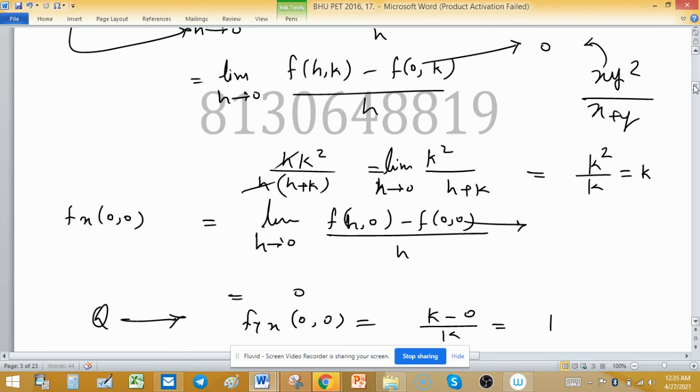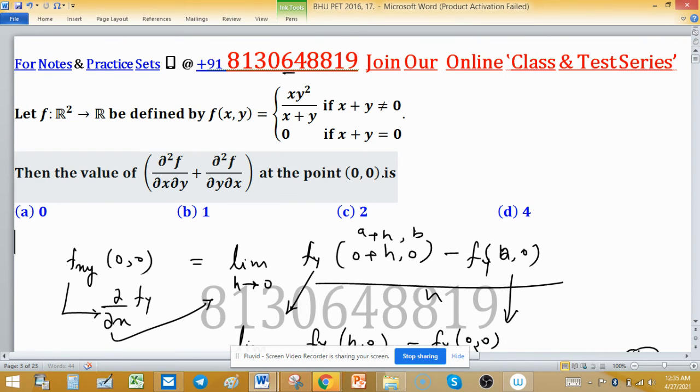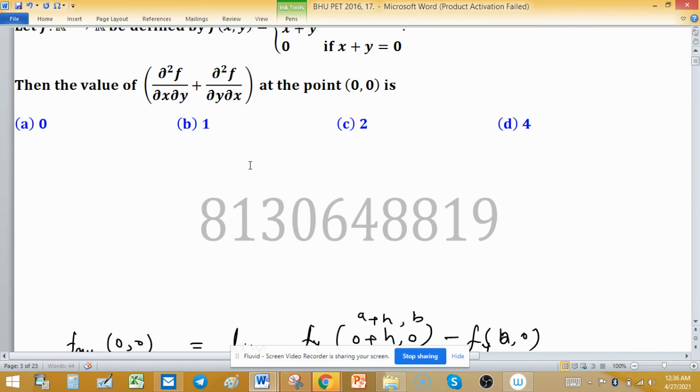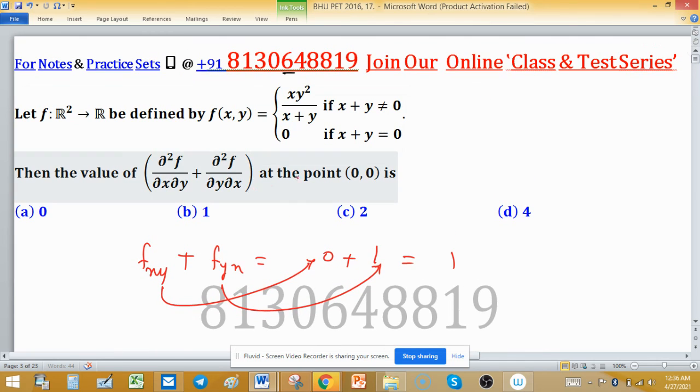So finally, asked about this one, we have to find f_xy plus f_yx, and the value of f_xy was 0, and this one we have calculated last as 1. So 0 plus 1 is 1. So at the point (0,0), this value is 1, so option B is correct.